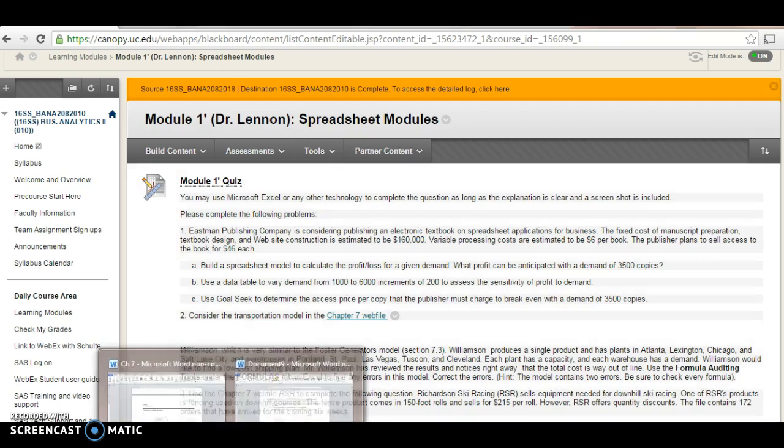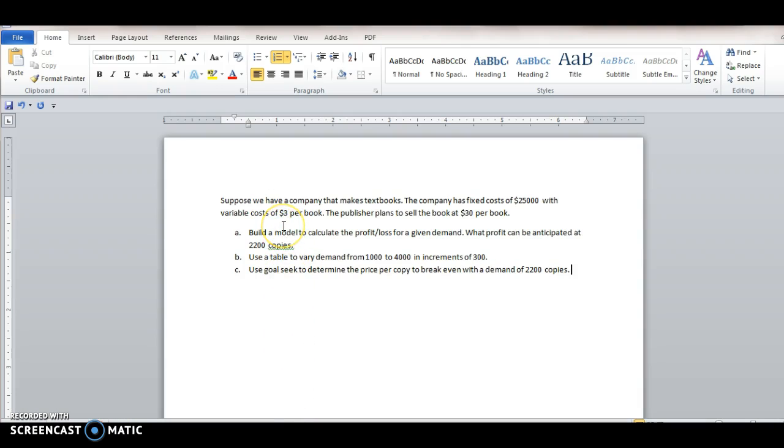So I'm going to do a similar problem. Our problem, I'm just going to vary the numbers. So suppose we have a company that makes textbooks. For our company, the company has fixed costs of $25,000 with variable costs of $3 per book. We plan to sell the book at $30 per book.